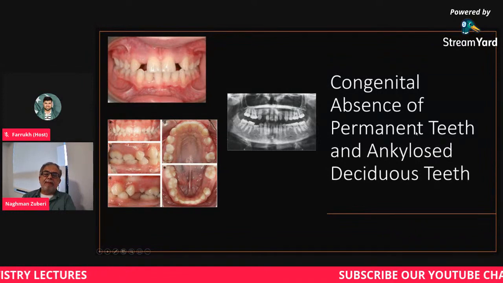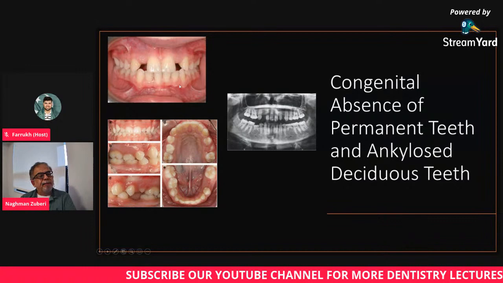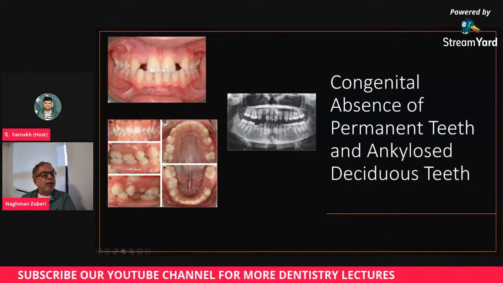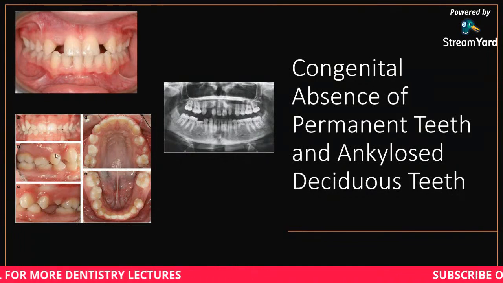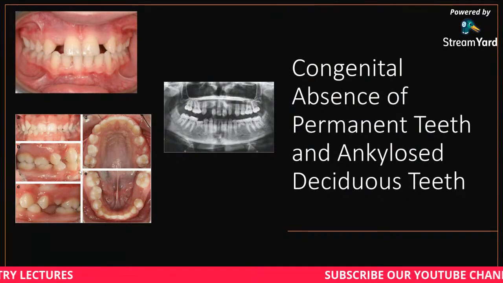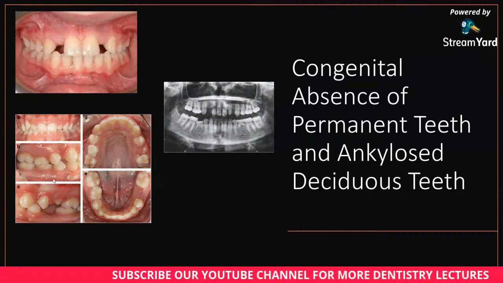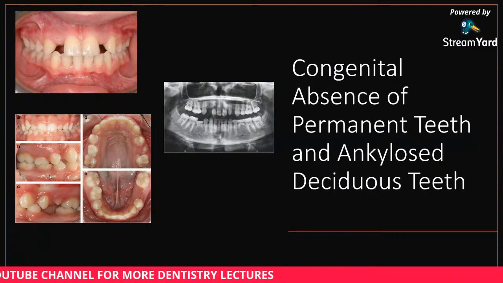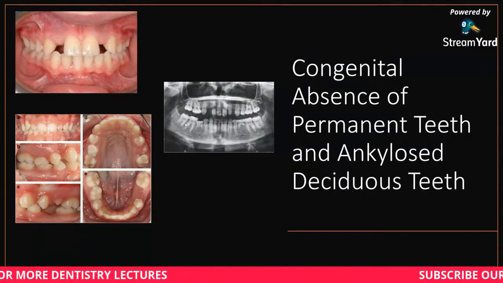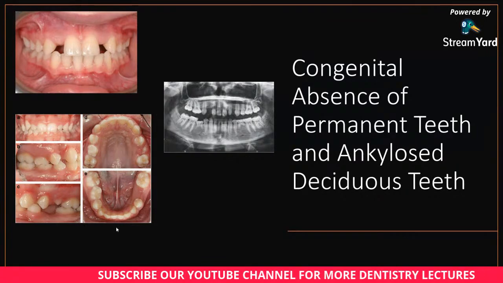Congenital absence of permanent teeth and ankylosed deciduous teeth. Most commonly, the lower second premolars are congenitally absent. If we look into the details of which teeth are congenitally missing, it would be the mandibular second premolars, and they may cause a lot of problems, including over-retained and ankylosed deciduous molars.